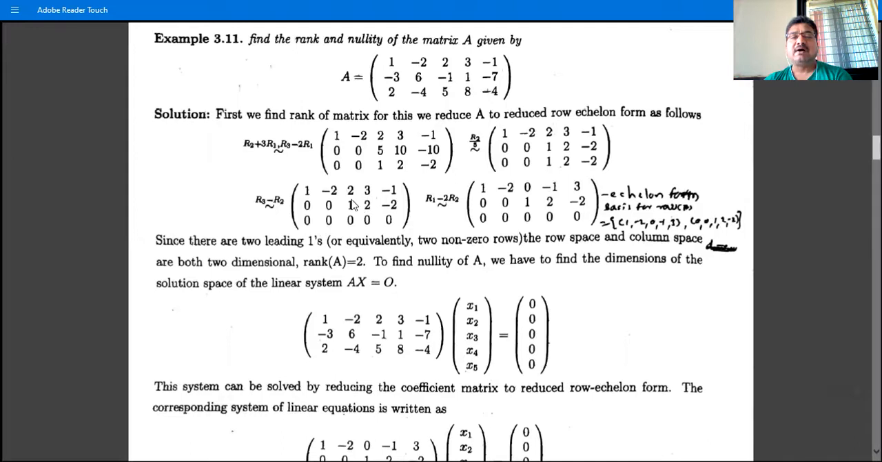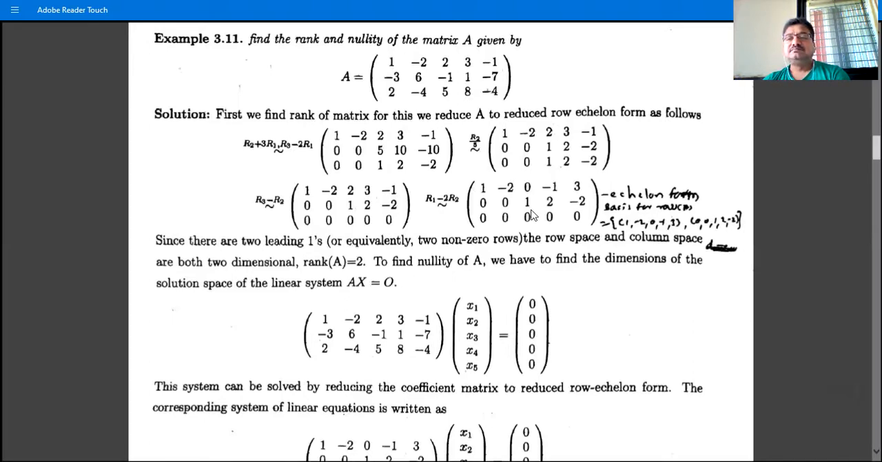R1 minus 2 R2. So we have to reduce this 2 to 0, and therefore column number 1 and column number 3 contain a leading 1, and so other than 1, all the elements in column number 1 and column number 3 are 0. So this is the reduced row echelon form. Actually, we have to write either the echelon form or the reduced row echelon form in order to write the basis for row space of A.